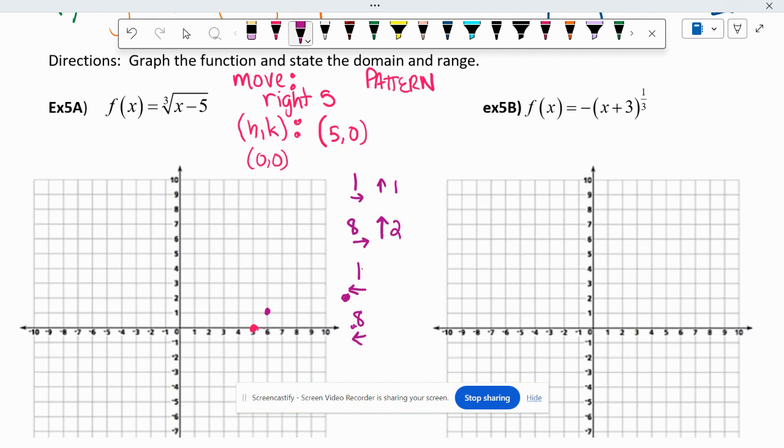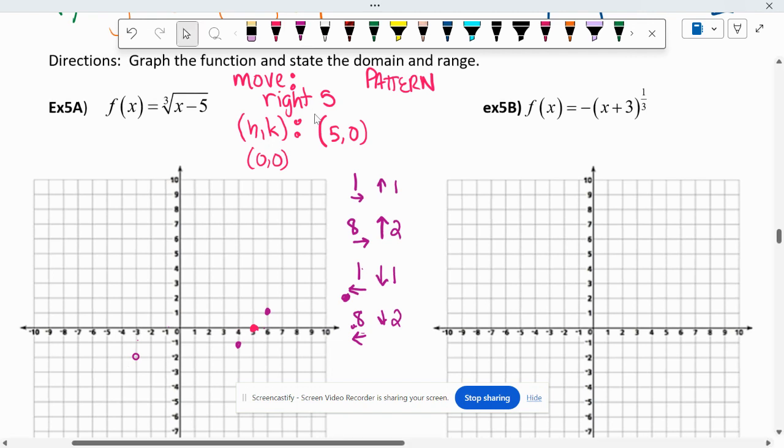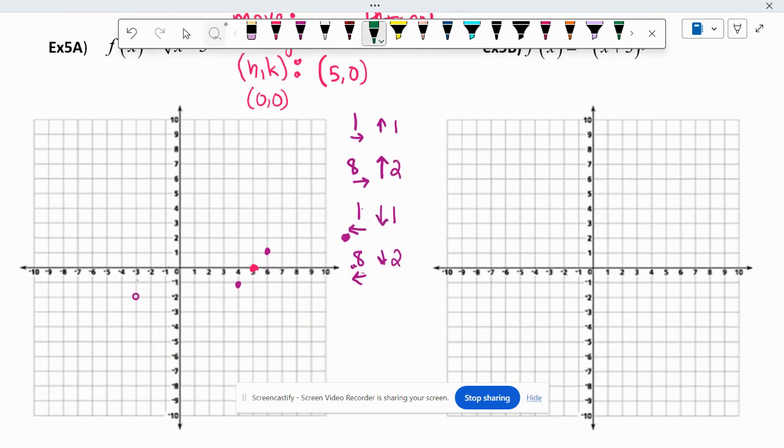Now I'm going to do my movement left. Left 1 unit makes me go down 1. Left 8 makes me go down 2. So left 1, down 1. Left 8, 5, 6, 7, 8, down 2. So when you connect your points, you actually have this graph that kind of comes up like here, hits your starting point, and goes like this.